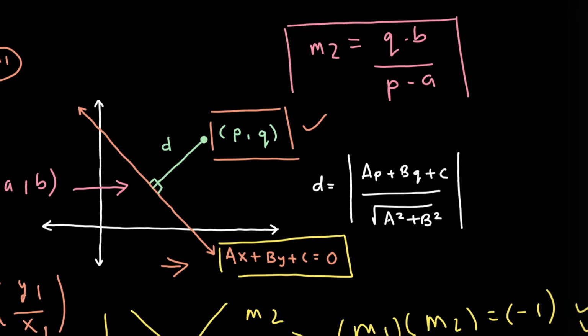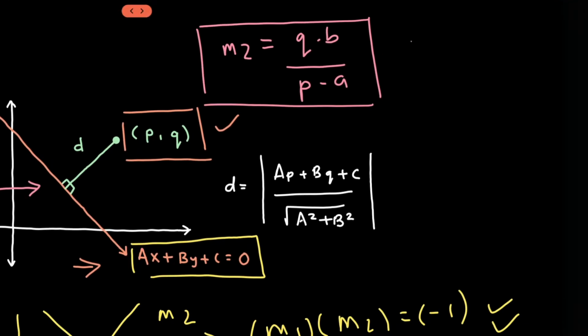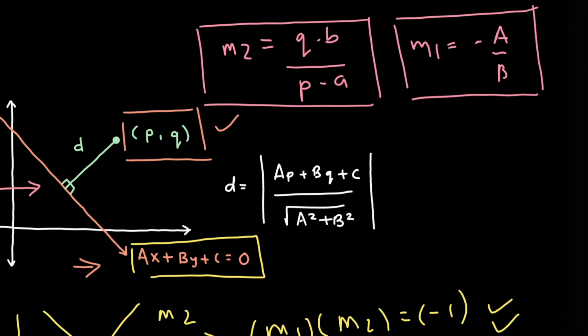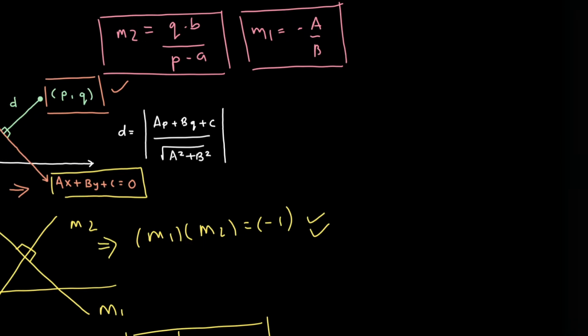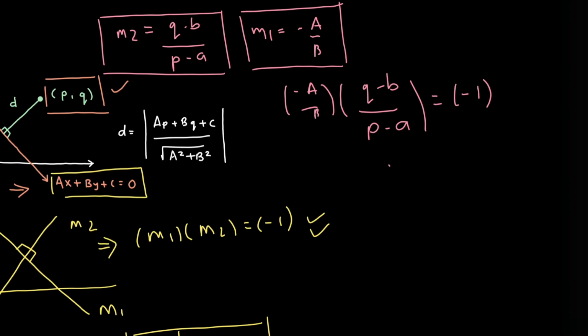This is the slope of the green line, and recall the slope of the orange line, that was m1, and it was equal to negative a upon b. So here we have got the slope of both of the lines. Now let us put this in the formula that if two lines are perpendicular to each other, the product of their slopes will be negative 1. So over here I will multiply these two slopes, as these two lines are meeting each other at 90 degrees. So negative a upon b multiplied with q minus b divided by p minus a equals negative 1.